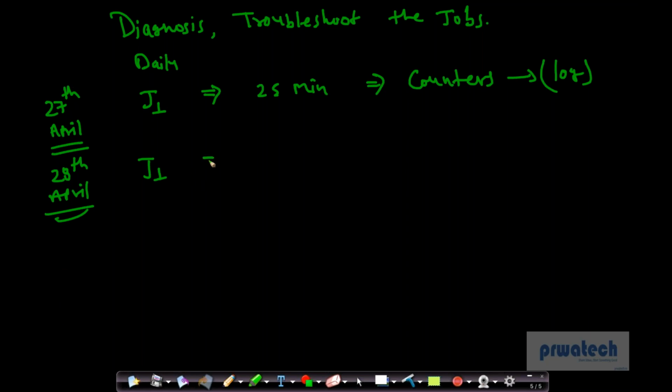29 अप्रैल को 100 कस्टमर आए, ऐसा करके this information is getting different every day. So J1 is taking this time to complete the task, 35 minutes. Okay. Now you see that there is a 10-minute difference in J1.